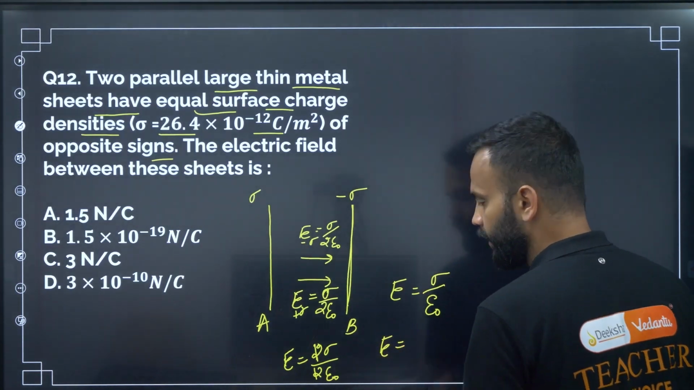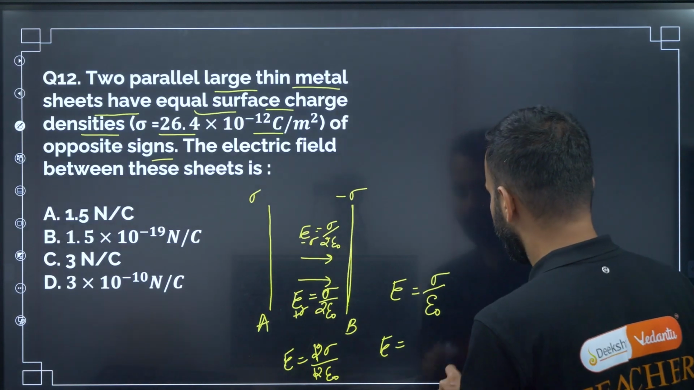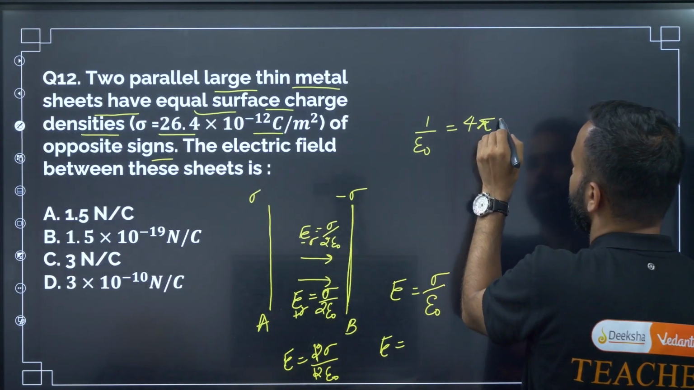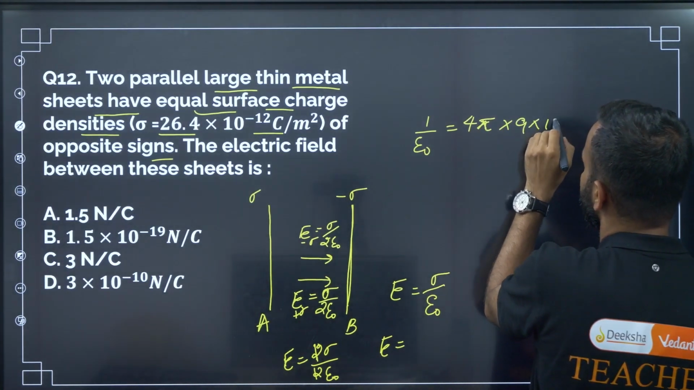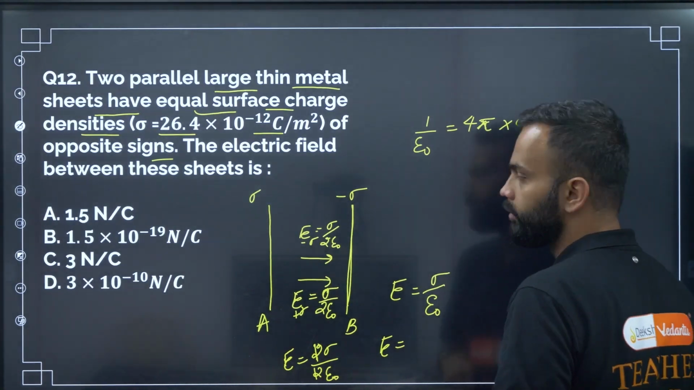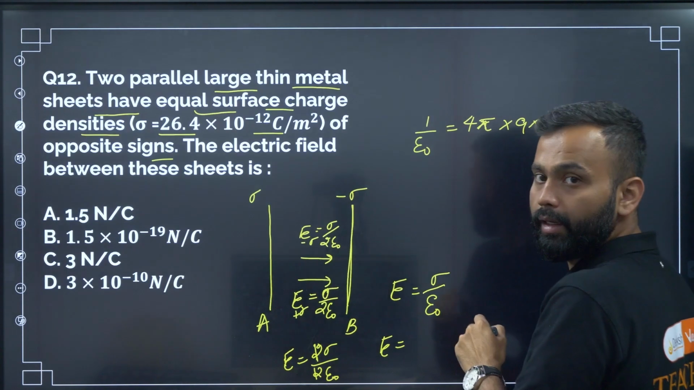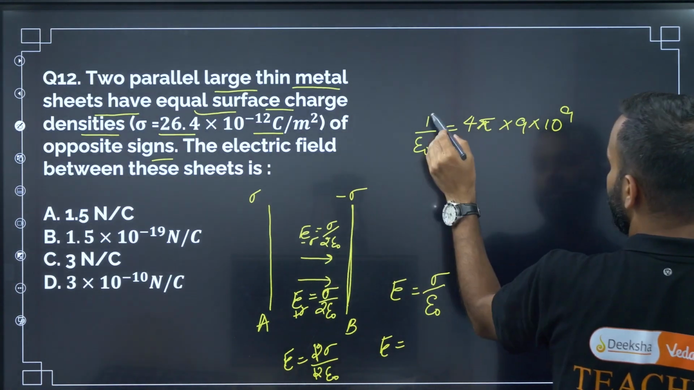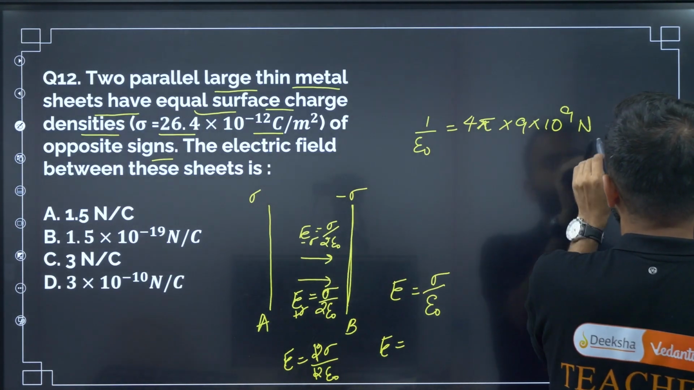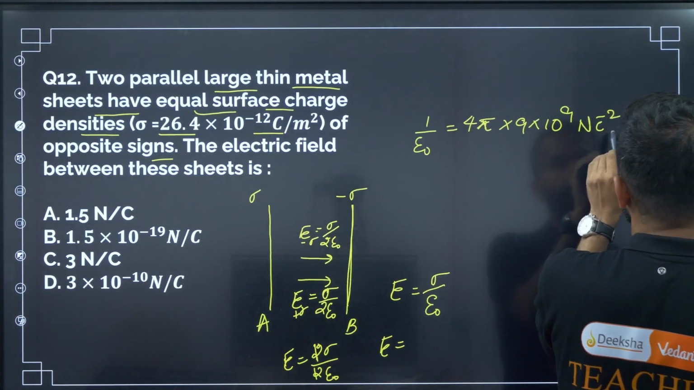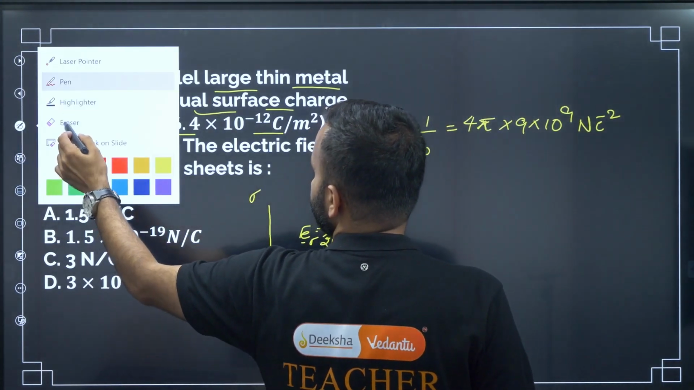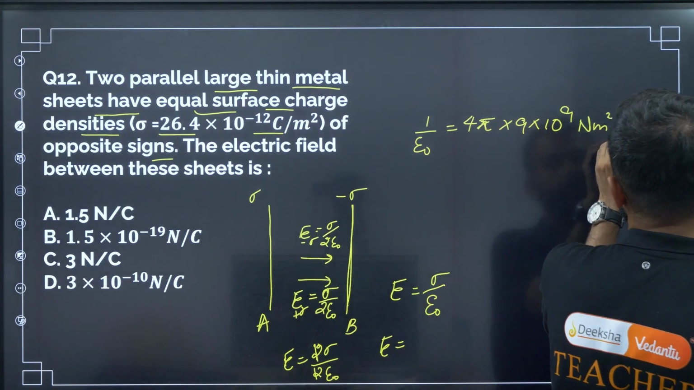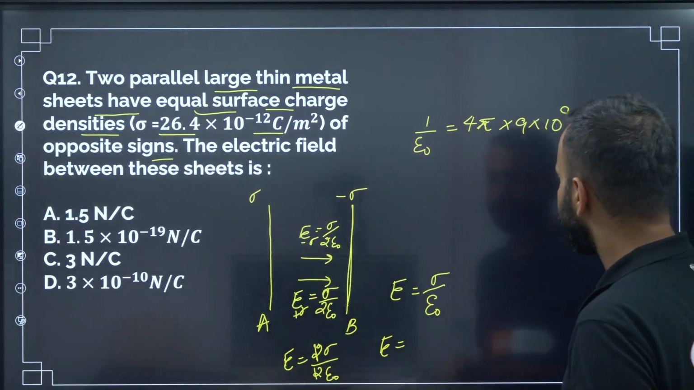So the value of sigma is given, right? And the value of epsilon naught: 1 by epsilon naught is 4 pi into 9 into 10 to the power 9, right? And what is the SI unit of that? It is equal to Newton meter square per coulomb square, right?